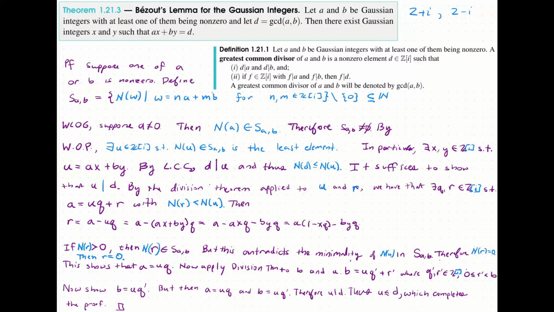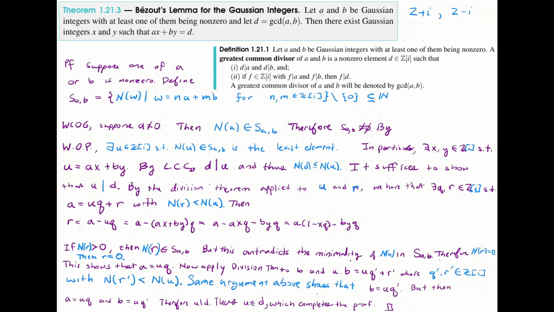And then of course we have to replace that the inequality appearing over here is all in terms of norms. So let me go ahead and do that. And so here we have it, q prime, r prime are Gaussian integers. Norm of r prime less than norm of u. The same argument we just did, just right above, in the case of the division theorem applied to u and r, will give us that b is equal to u times q prime. But if b is equal to u times q prime, then we have that a is equal to u times q, b is equal to u times q prime, and that will tell us that then u divides d. And now finally, this does not tell us that u is less than or equal to d, but it tells us that u and d differ by a unit.